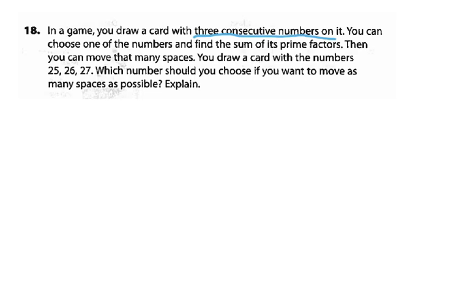Okay, so what it's saying is you have to draw a card, okay? You choose one of the numbers on it. You find the sum of its prime factors. You move however many spaces it is with the sum of the prime factors. So what you're going to have to do is take 25 and prime factor it. You're going to have to take 26 and prime factor it. You're going to have to take 27 and prime factor it. Then you're going to have to add up those prime factors.